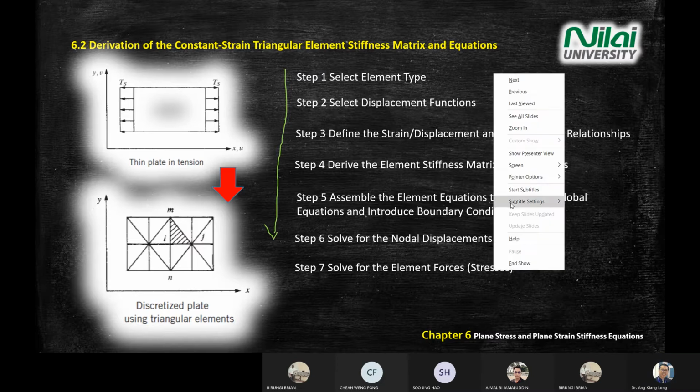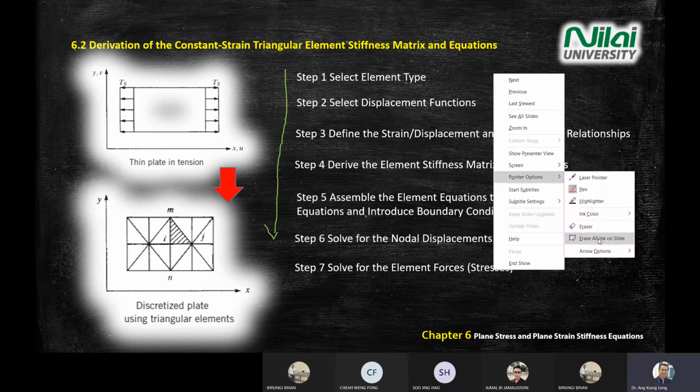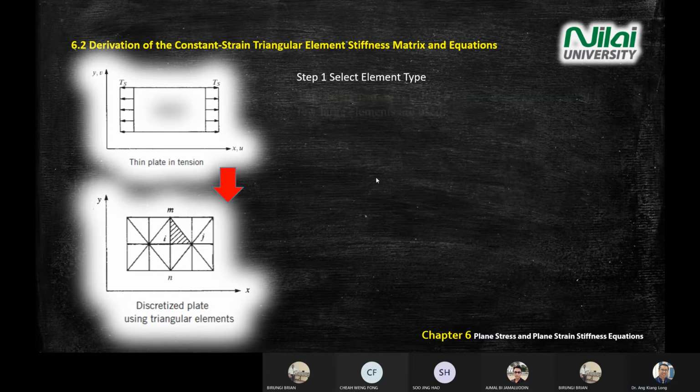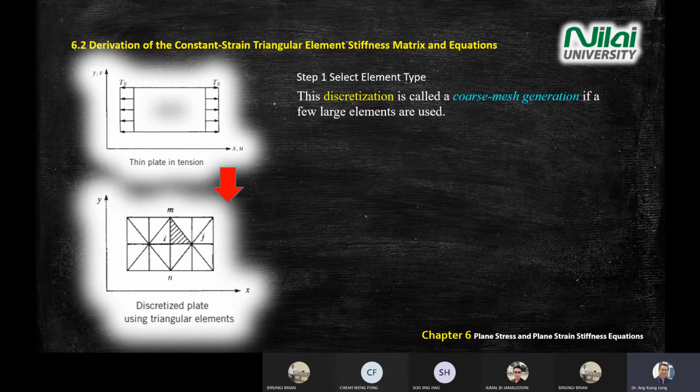Okay. So for chapter 6, we also use these 7 steps. First, when you come to chapter 6, it means we break the above diagram into small pieces of triangles. The process is called discretization. In the software, the process is called meshing. Okay, it's called meshing.